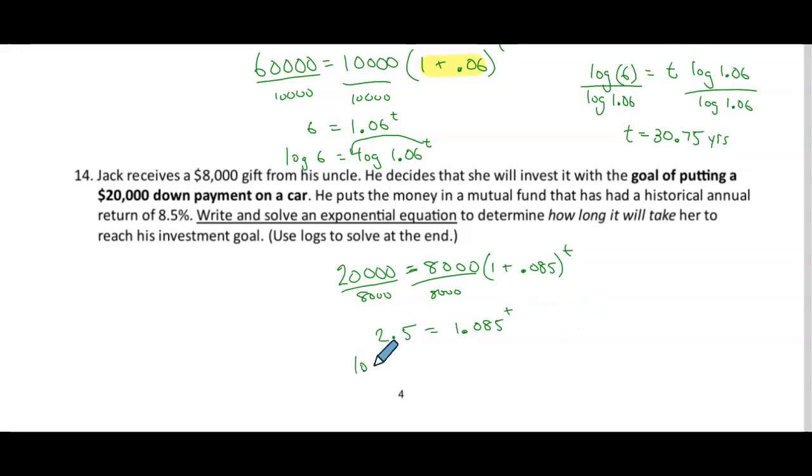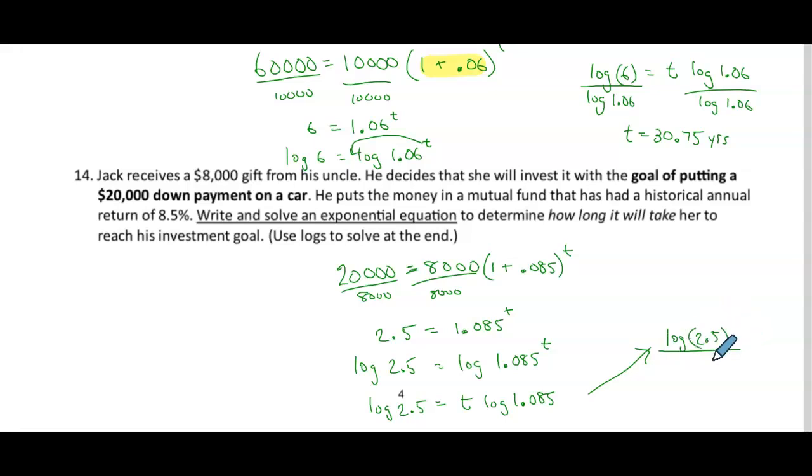Same process as the last problem now. Log 2.5 equals log 1.085 to the t power. Bring the t in front, so it's log 2.5 equals t log 1.085. And then, if I divide by the part next to t, it'll be log 2.5 over log 1.085. Turns out t comes out to 11.23 years.